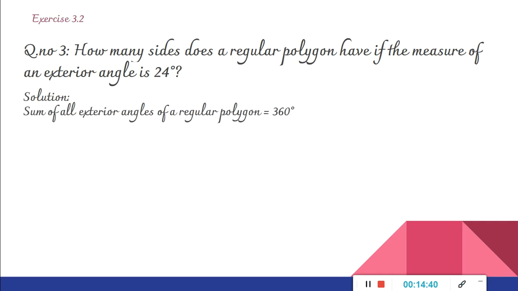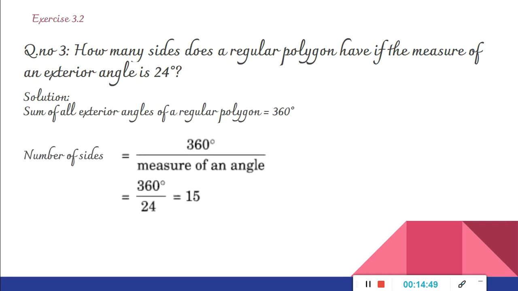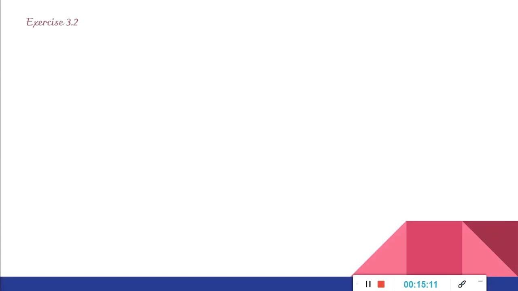So here the sum of all exterior angles of a regular polygon is 360 degrees, isn't it? So the number of sides we can take as 360 upon the measure of one angle. The measure of each angle is given as 24 degrees. It's a regular polygon, so all angles are equal. So we can take 360 upon 24, that is equal to 15. So how many sides are there? The number of sides is 15. Clear? Now next, question number 4.